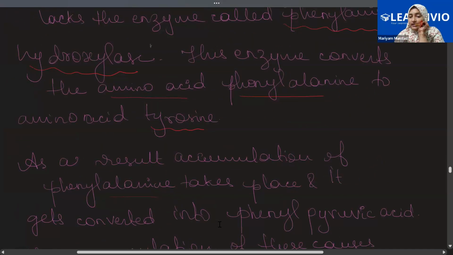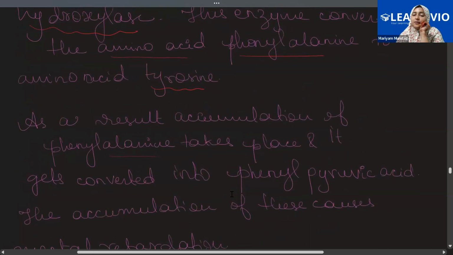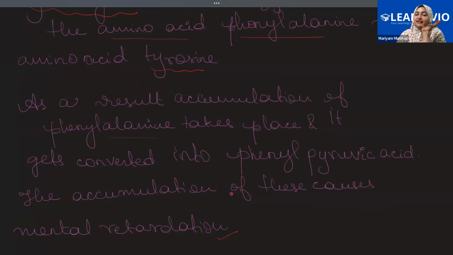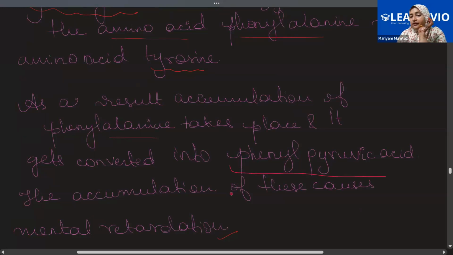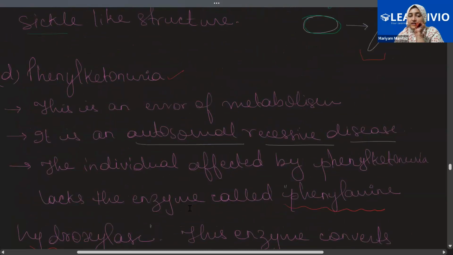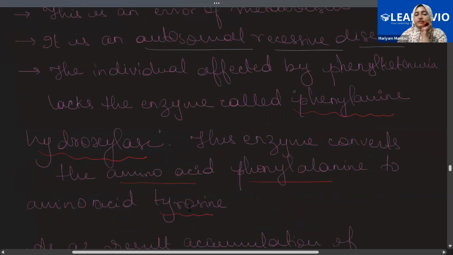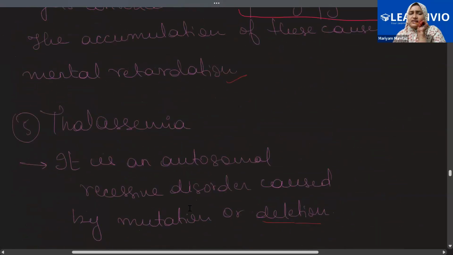But if this enzyme is not there, then phenylalanine will not turn into tyrosine, because of which it starts getting accumulated. So the phenylalanine accumulation takes place, and then after the accumulation is done, it leads to the conversion of phenylalanine into phenylpyruvic acid. And when this phenylpyruvic acid accumulates in our body, it causes mental retardation. So that is why this particular disease called phenylketonuria is very, very harmful. It's sort of lethal, and it has such an adverse impact on the human mind, causing mental retardation.